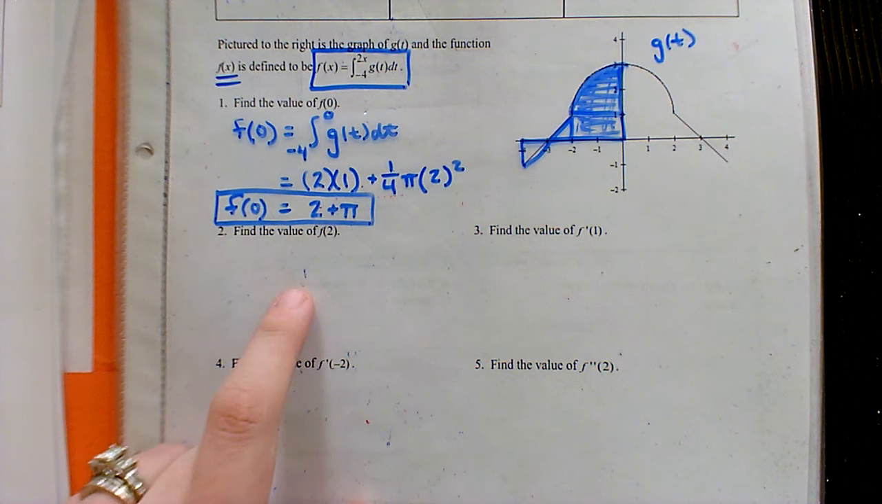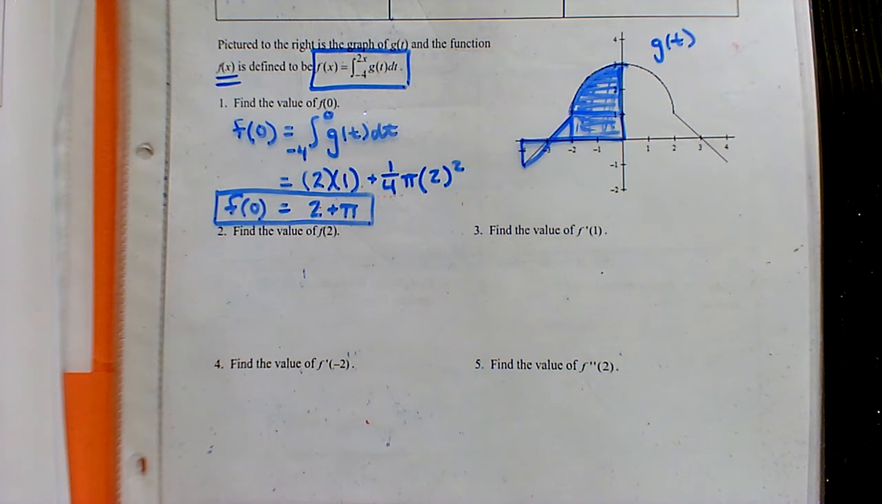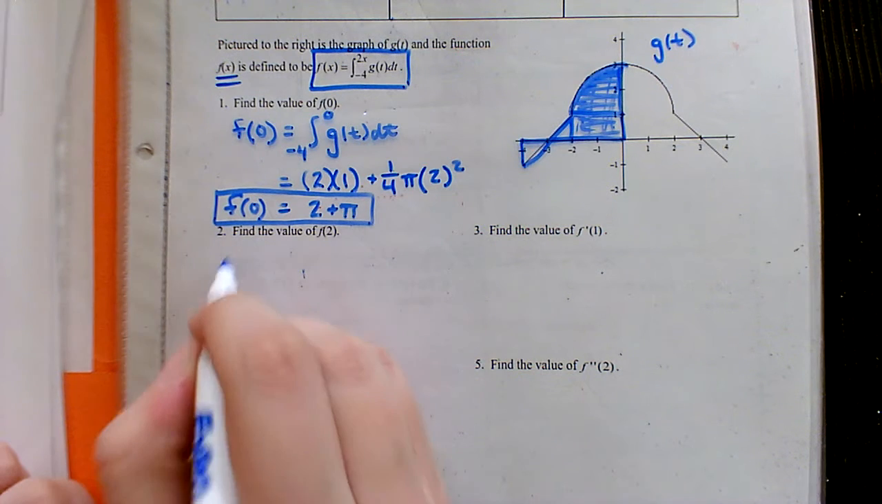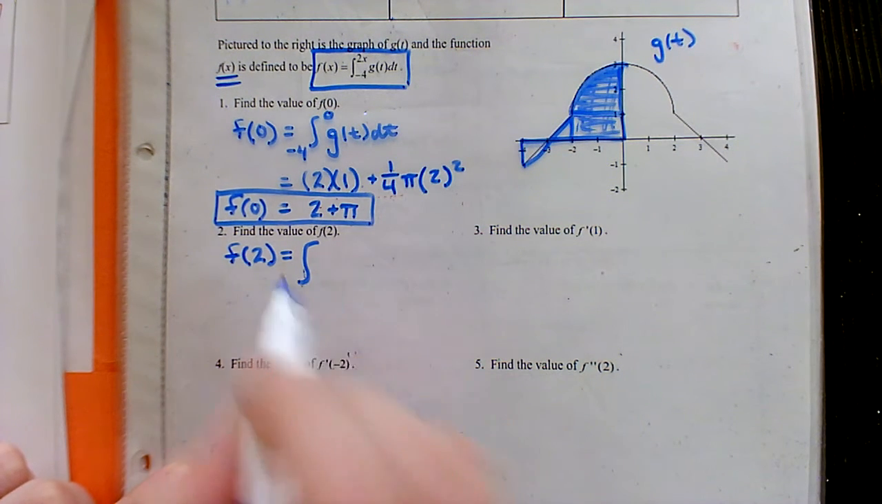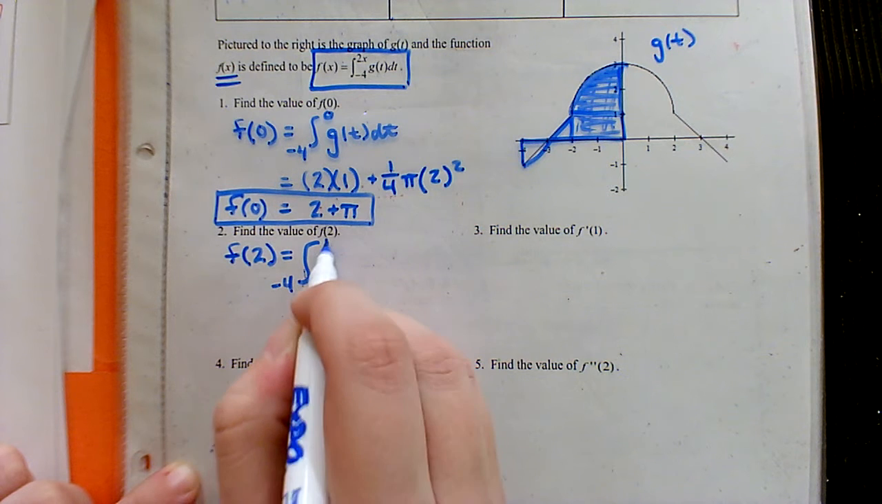Do you guys think you can do number 2? Kind of a similar question. This time we want to plug in 2 for every x. So in terms of the integral, that would make the upper bound 4.